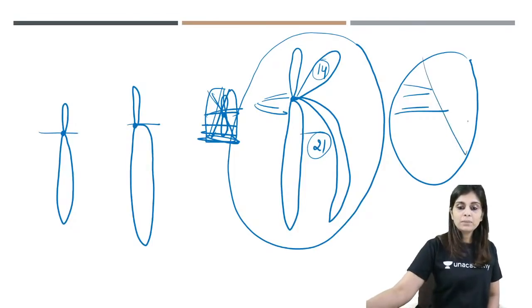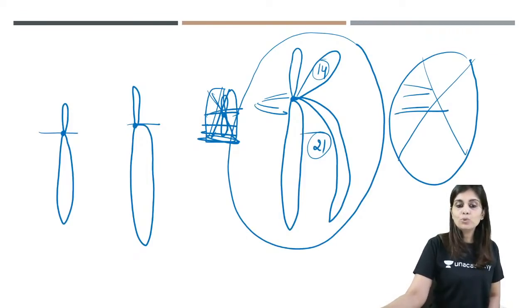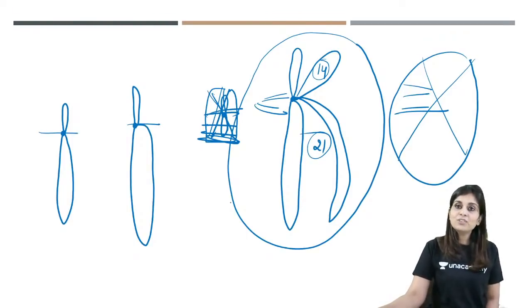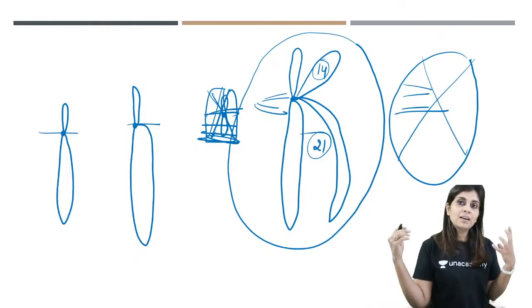Okay, so this gamete is not viable, it dies. So this person always produces one type of gamete which has two copies of chromosome 14 fragments and two copies of chromosome 21. Okay, this gets into meiosis 2. When it gets into meiosis 2, again what happens?